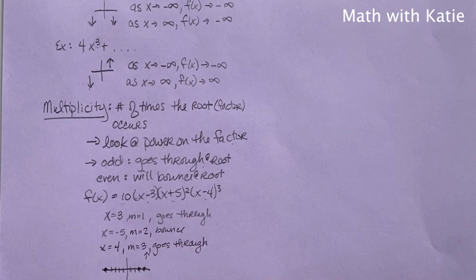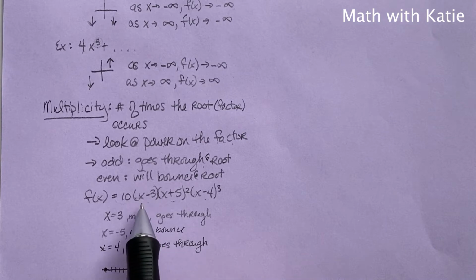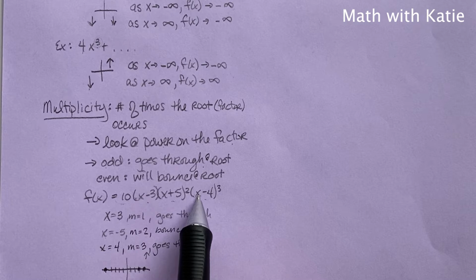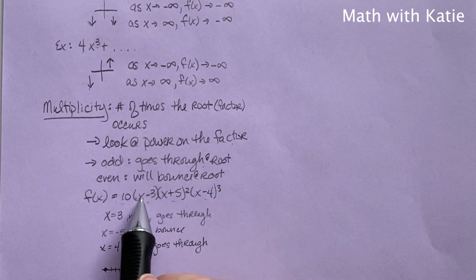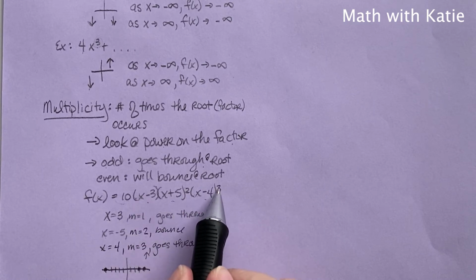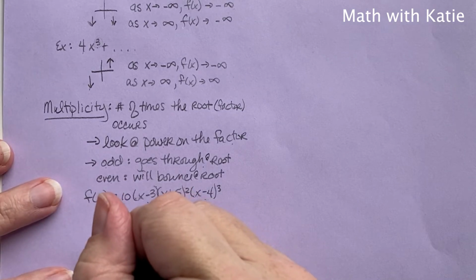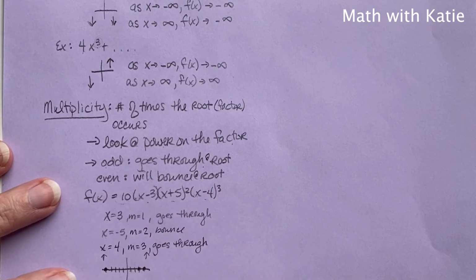Okay, now we look for the lead power. So we have x to the first, x squared, and x cubed. So we have 1, 2, 3, 4, 5, 6. Okay, so our lead power is even, which means the left side is going to follow the right side. Awesome. Okay, so now negative 5, it's going to bounce.